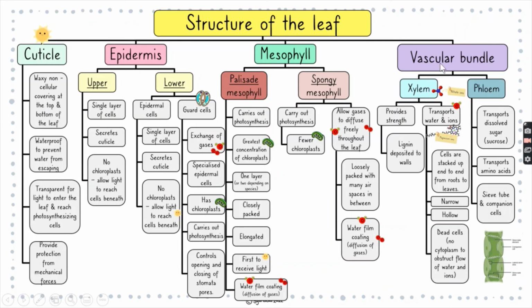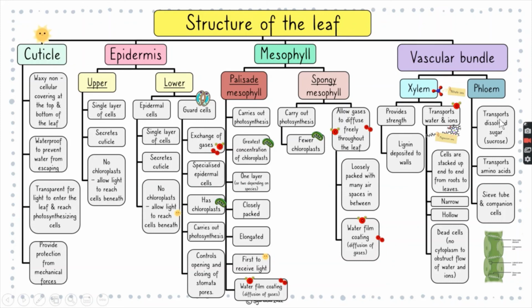And lastly, the vascular bundle. We have two types of tissues here, which is the xylem and the phloem. The xylem provides strength. They have lignin deposited in the walls, and we actually learned this in the earlier topics. And their main function is to transport water and ions so that the leaf cells can carry out photosynthesis. Cells are stacked up end to end from roots to leaves. They are narrow, hollow, and they are dead. So no cytoplasm to obstruct flow of water and ions. And these are actually points that I took from our earlier topics. I think that was topic 1, specialized cells.